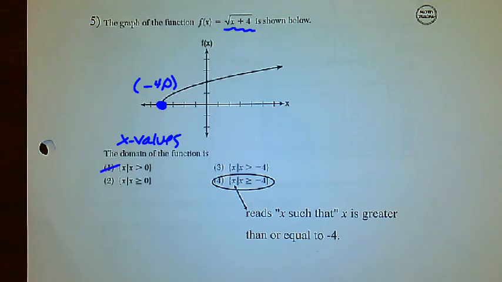So right off the bat I'm going to cross off 1 and 2. And then secondly, I know that it can be at -4, because -4 plus 4 is 0, and the square root of 0 is 0. So that is going to be one of the answers. I told you yesterday this is called set builder notation. The way we read that is x such that x is greater than or equal to -4. So 5 is going to be choice 4.